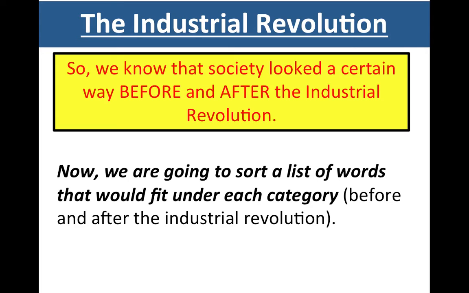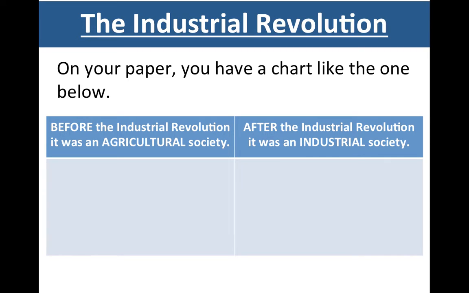This box is highlighted yellow because this is a very important point that you want to walk away from knowing today. Now we are going to sort a list of words that would fit under each category, before and after the Industrial Revolution. On your paper, you have a chart like the one below. You have two columns. The first column is for words related to an agricultural society. Agricultural societies existed before the Industrial Revolution.